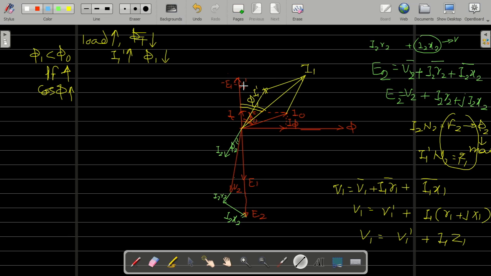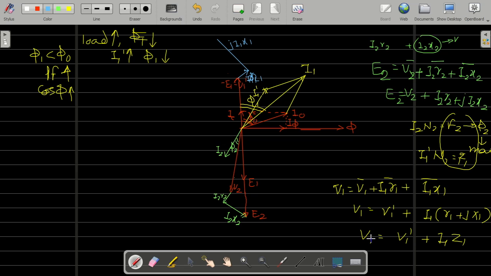The primary side I1 R1 drop is here, parallel to the current I1. Clear? Comparatively, X1 is very, very small. R1 is less, so I1 R1. And where will I1 X1 be? Perpendicular to this current. I1 X1 is perpendicular to this. In magnitude, X1 will be highly inductive, since it is a coil, so X1 will be more than R1. This is R1, this is I1 R1 and this is I1 X1.